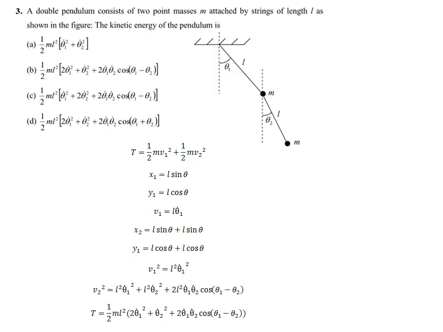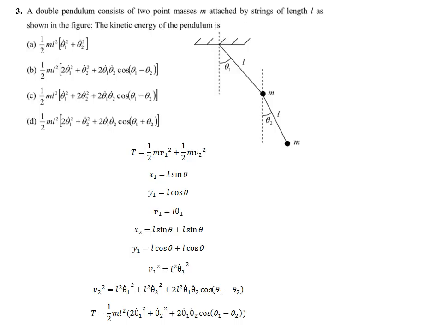Question number 3 is a typical problem that is discussed in classical mechanics classes. A simple pendulum consists of two masses m attached by strings of length L as shown in the figure. The kinetic energy of the pendulum is, so answer is B.